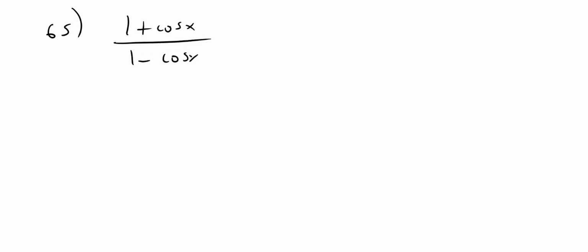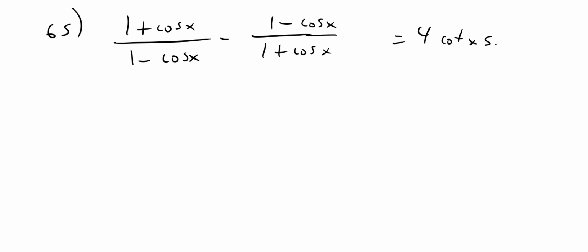65. It's going to be 1 plus cosine of x over 1 minus cosine of x minus 1 over cosine of x. Oh, sorry, 1 minus cosine of x. And at the bottom is 1 plus cosine of x. Okay, and that equals 4 cotangent of x cosecant of x. Ooh, 4 of them. That's a lot. Okay. Definitely common denominator.